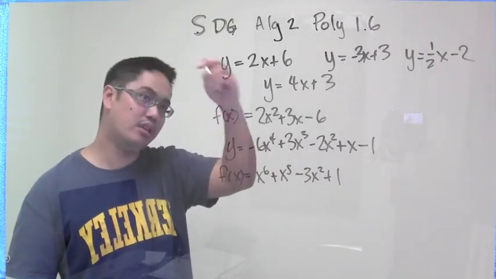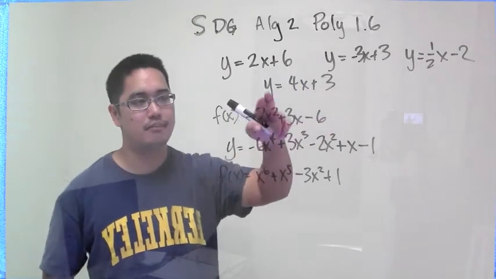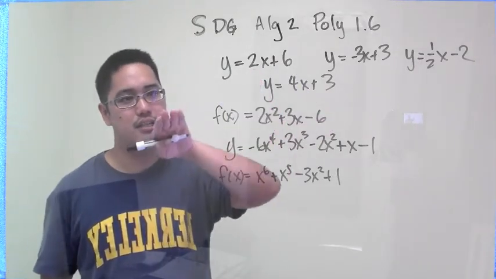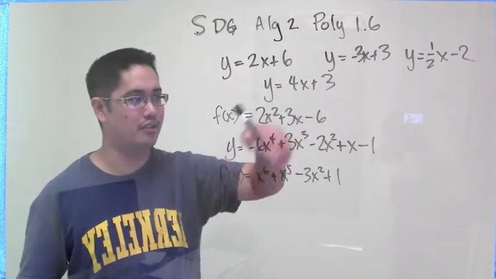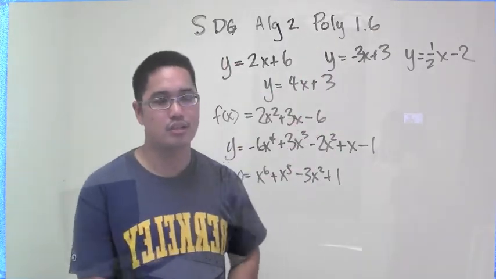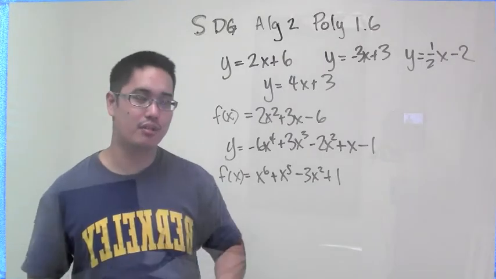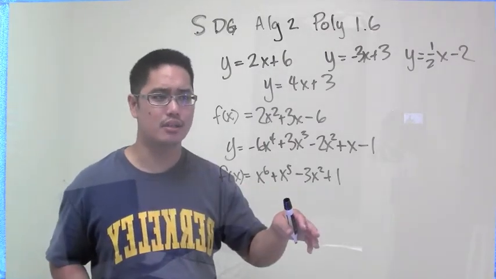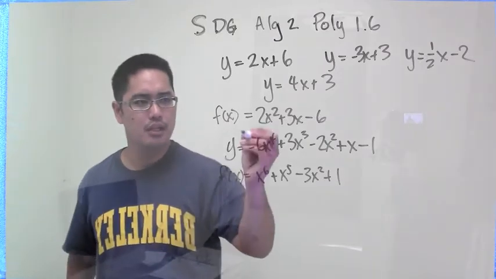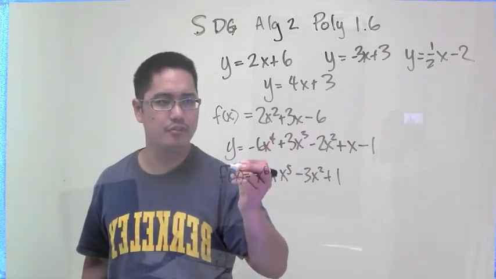So we know that all of these graphs are lines. Now, be it that this line is sloping up and starts at 6, whereas this line slopes down and starts at 3, and so on and so forth. They're different looking lines, but they're all lines nonetheless. This one right here, you're also very familiar with.